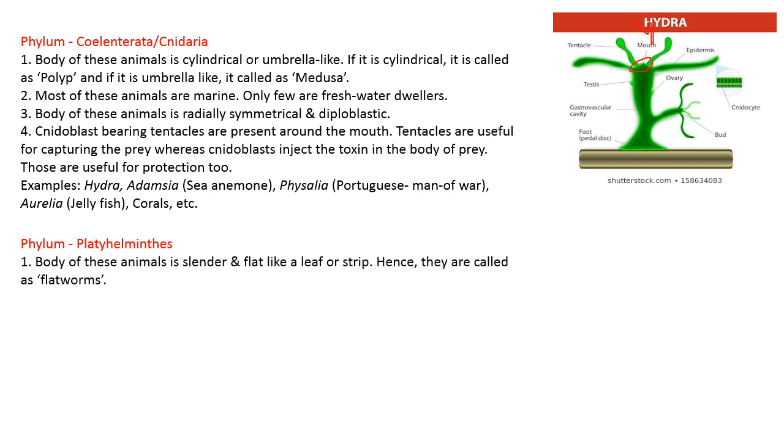First character: the body of these animals is slender and flat like a leaf or strip. As we have studied, in Porifera the body is a simple structure, and in Cnidaria it is cylindrical or umbrella-like. Now in Platyhelminthes, the body is slender and flat, totally flat like a leaf or a strip. Because the body is flat, they are called flatworms.